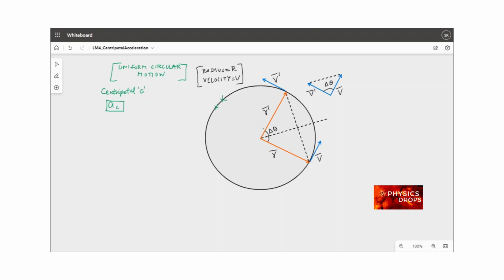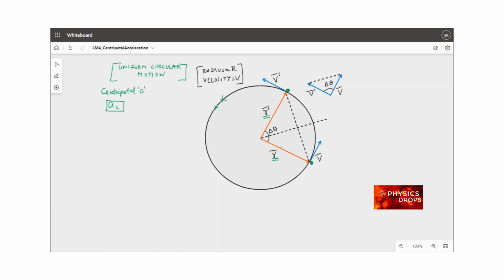On this circle, let's take a position. Let's say the object is initially at this position shown by the green dot. Let's call that the initial position. And let's say after a while, the object moves to the position shown by this green dot here. The position vector for the initial position is denoted by r vector, and for the final position by r prime vector. These are along the radius, because we consider the center to be the point of reference.